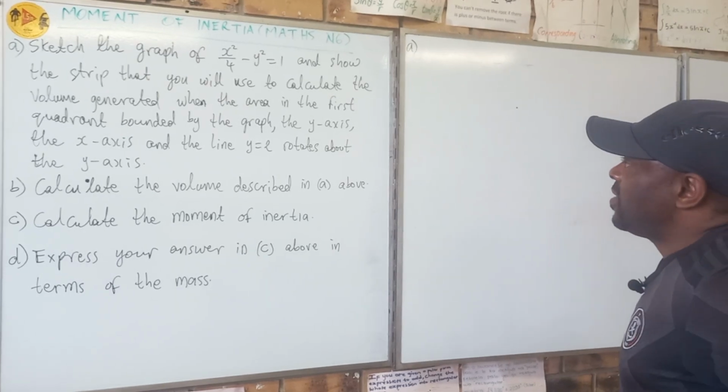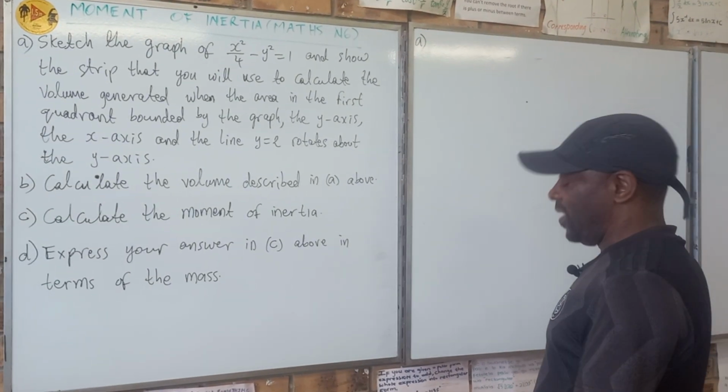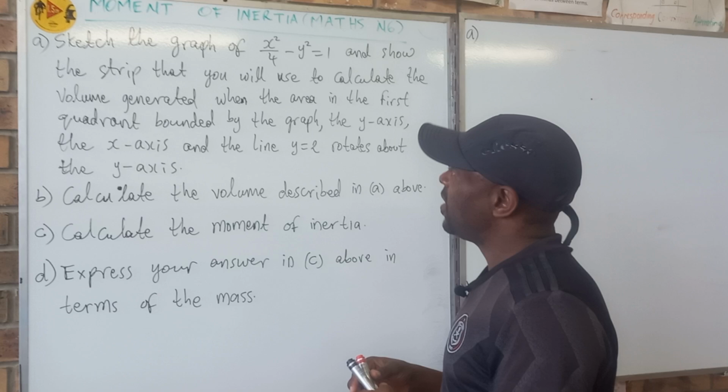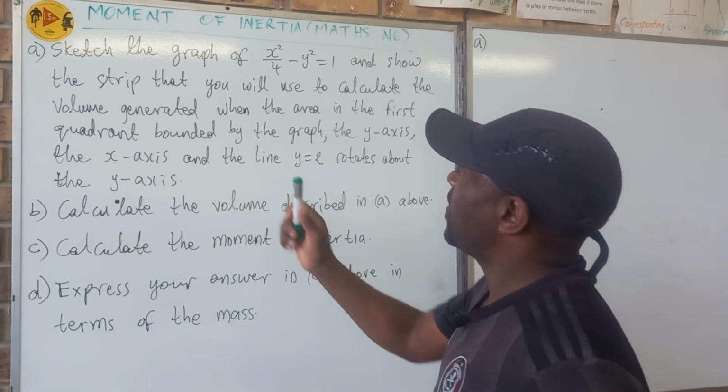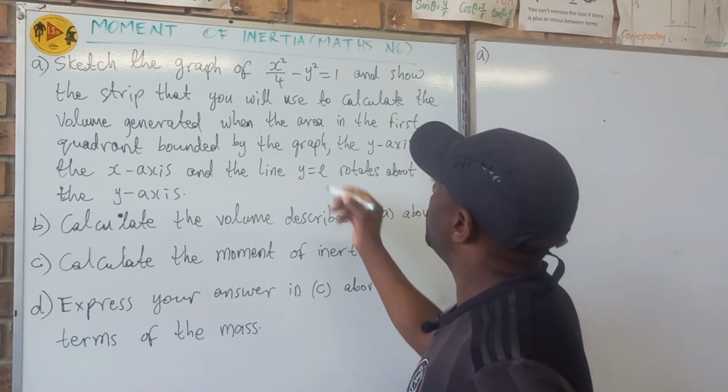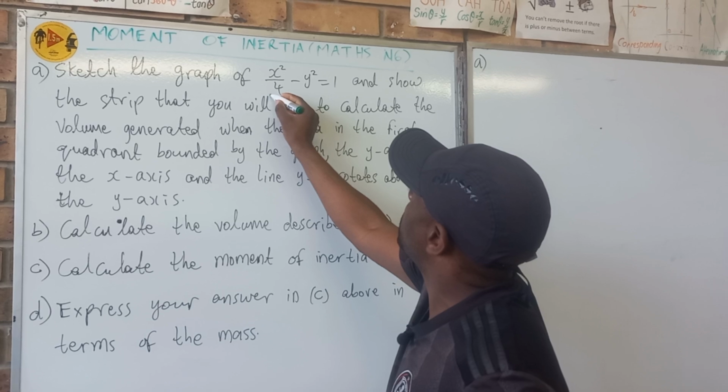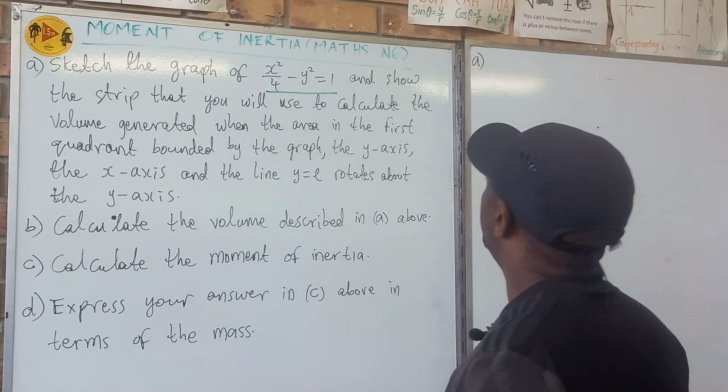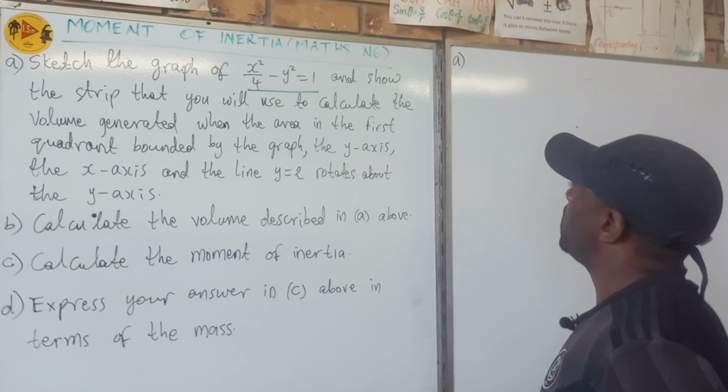Good day guys, let's see another problem on moment of inertia. We'll go through it again, slowly but gently. Sketch the graph of x squared over 4 minus y squared equal to 1. That's the first important item I've picked up.